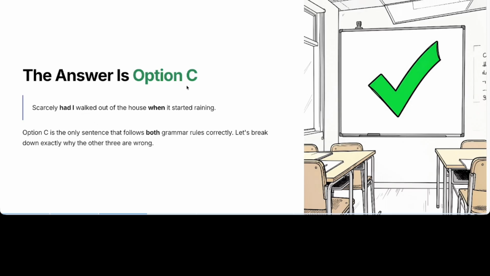The answer is option C. Scarcely had I walked out of the house when it started raining. Option C is the only sentence that follows both grammar rules correctly. Let's break down exactly why the other three are wrong.